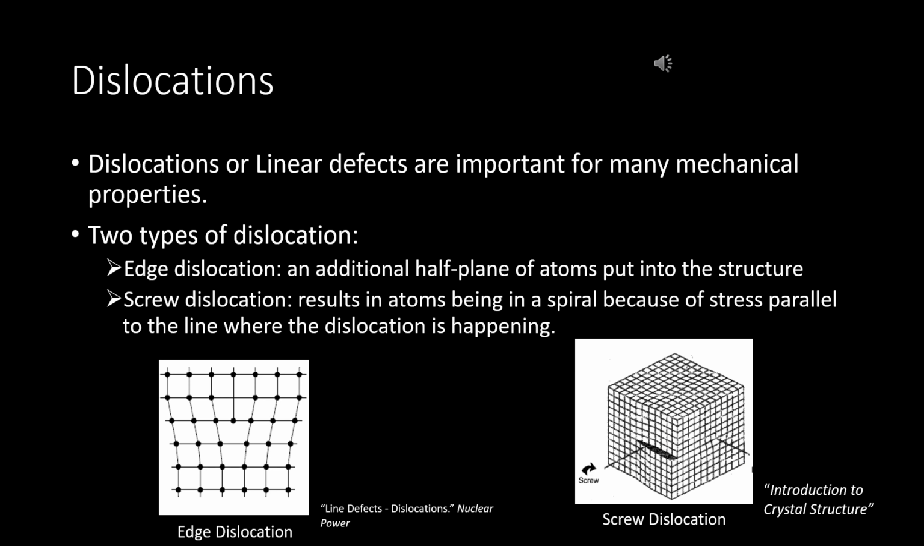There are two types of dislocation defects. The first one is known as an edge dislocation, which is a defect caused when an additional half plane of atoms is placed into the structure, as seen in the figure on the left. The second type is known as a screw dislocation, which results in the structure forming a spiral because of stress being applied in a parallel manner to the line where the dislocation is happening. This is illustrated by the figure on the right.